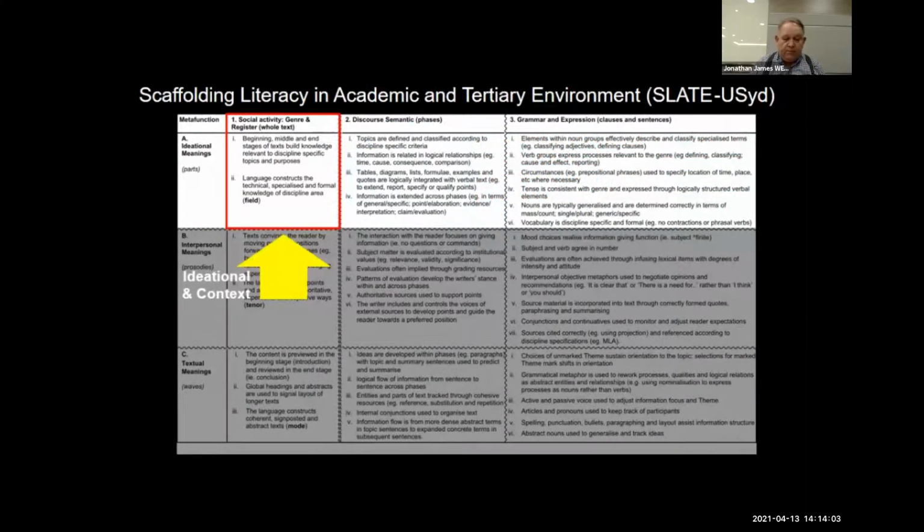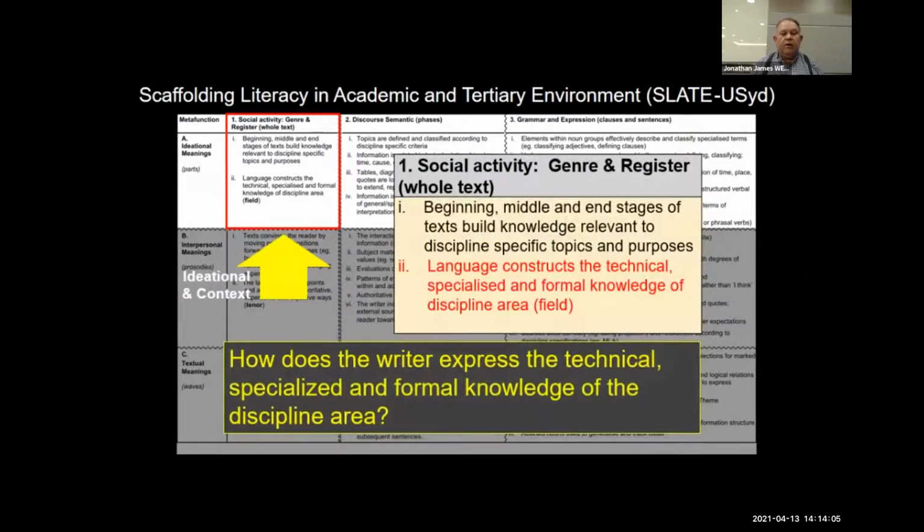Another aspect comes to looking at the context and what our purpose is. What is the purpose of one's writing? You're writing in a particular area, a particular discipline. How is that technical knowledge expressed through language?